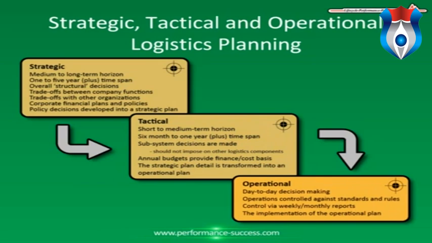And next, in the operational function, you have day-to-day decision making, operations controlled against standards and rules, control through weekly and monthly reports, and the implementation of the operational plan. It is possible to identify many different elements within distribution and logistics that can be broadly categorized within this planning hierarchy. As already indicated, these may vary from one company to another and from one operation to another.